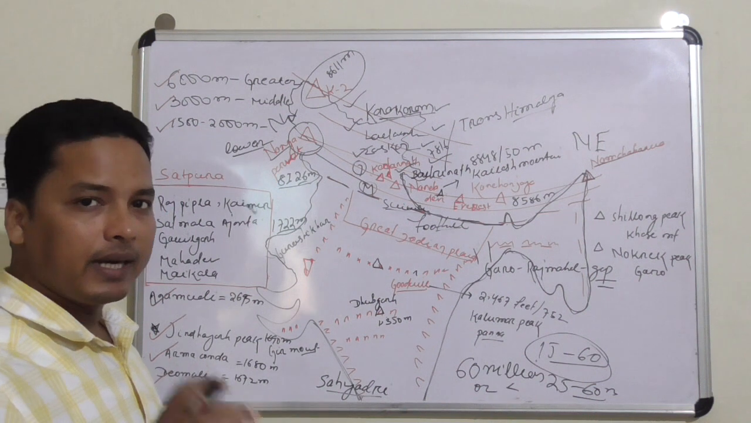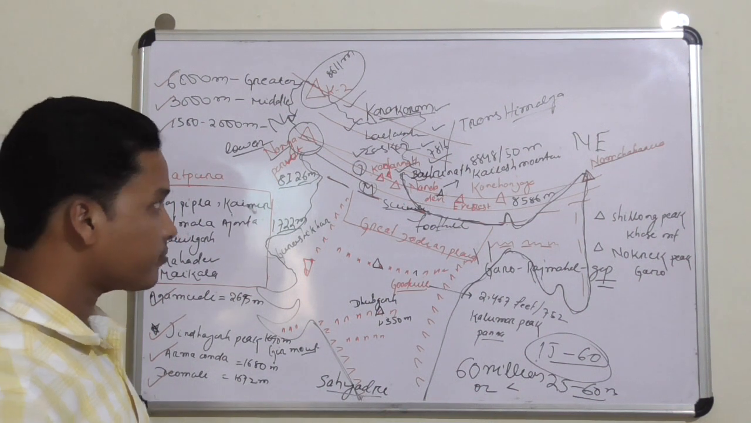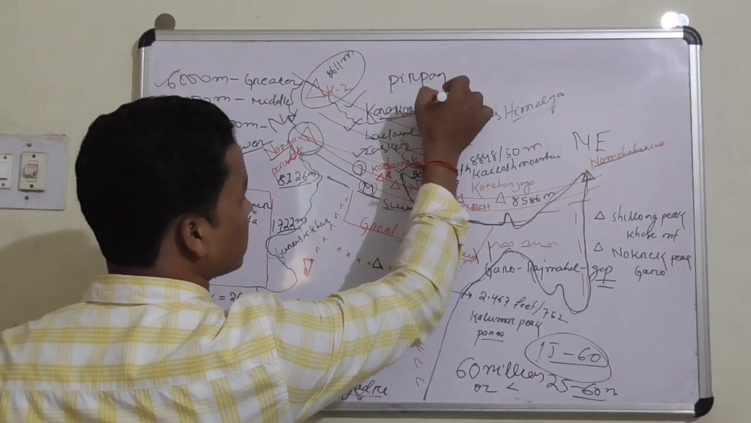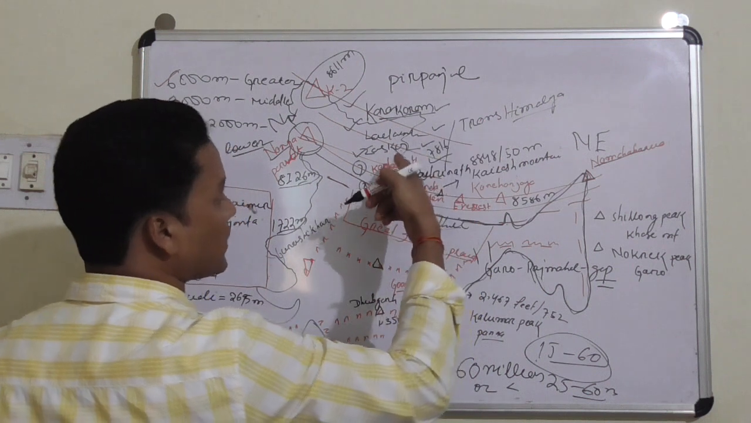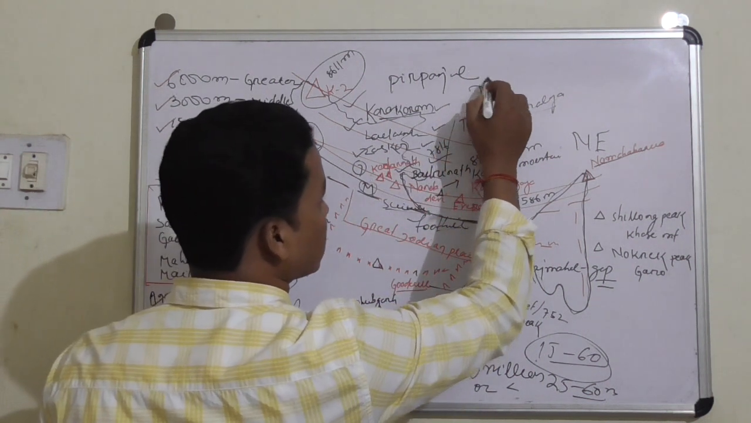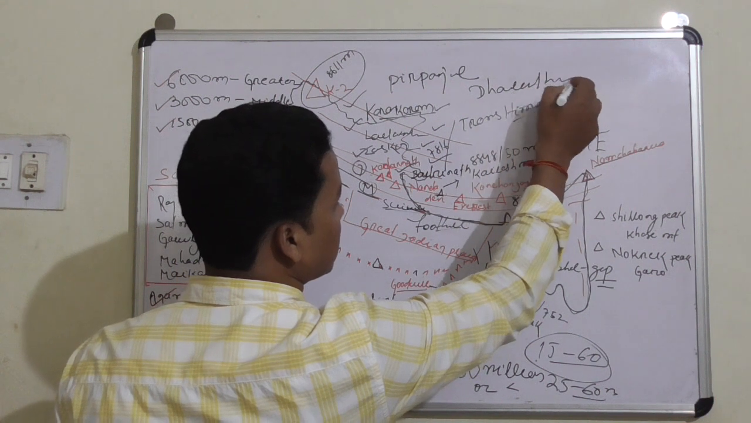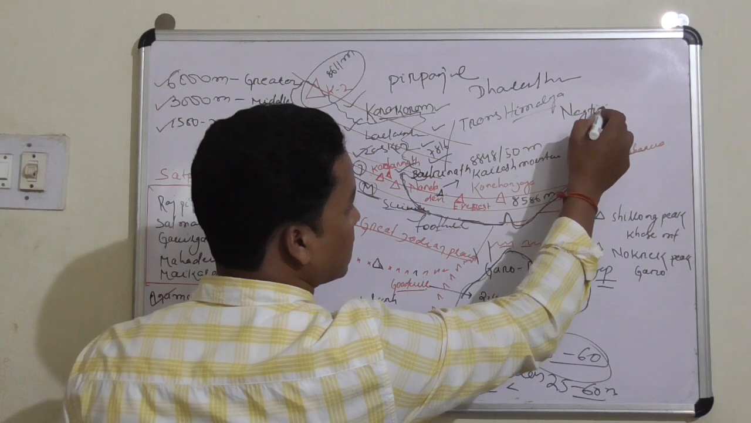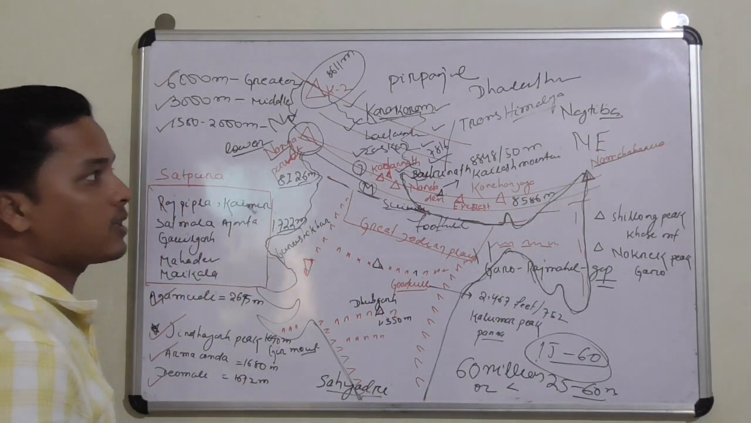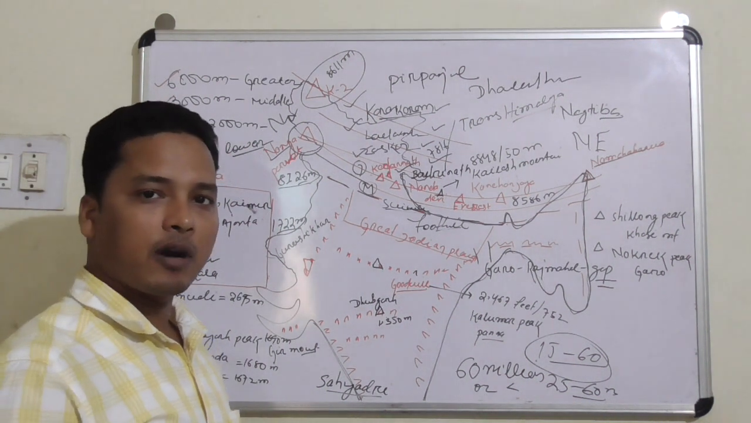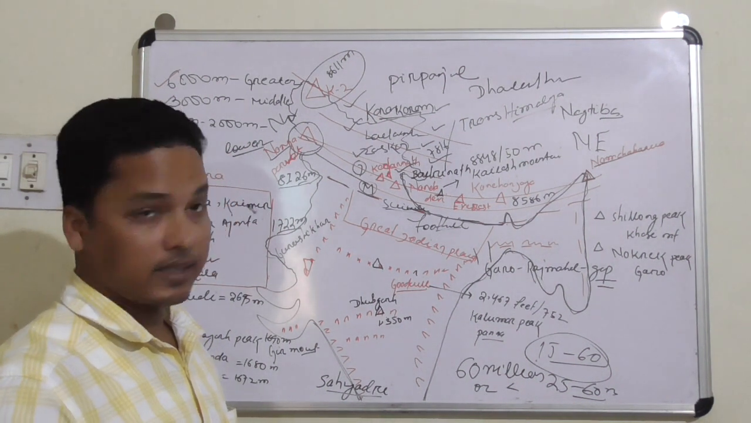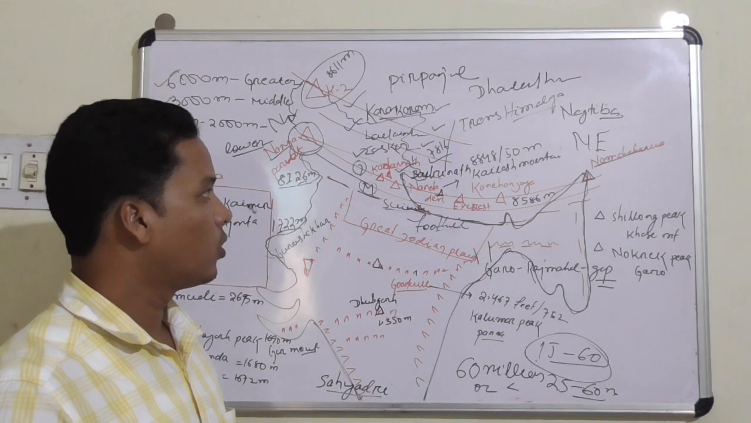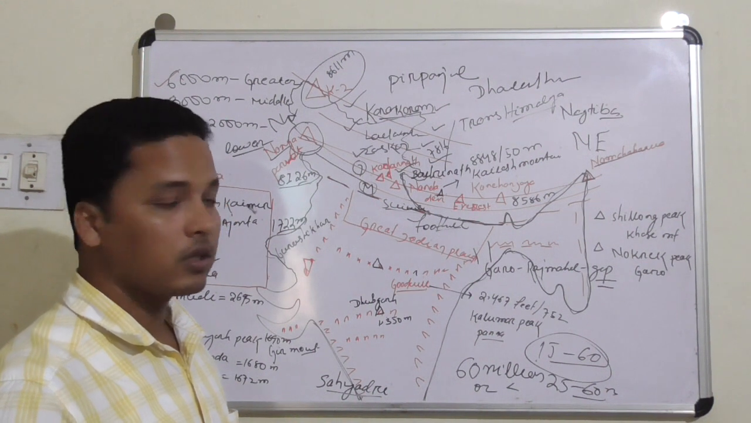Now Middle Himalaya. Middle Himalaya in J&K is known as what? Pirpanjal. In Himachal Pradesh it is known as Dhauladhar. In Uttarakhand it is known as Nagtibba. These are the regional names of Middle Himalaya: Pirpanjal in J&K, Dhauladhar in Himachal Pradesh, Nagtibba in Uttarakhand.